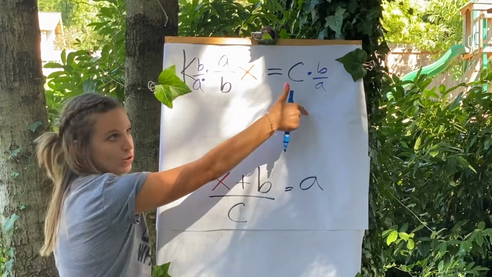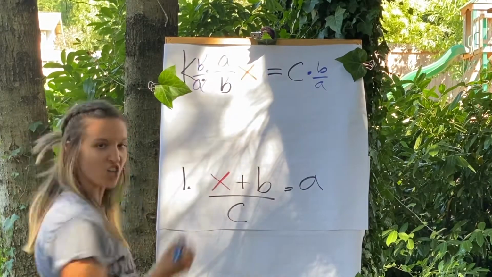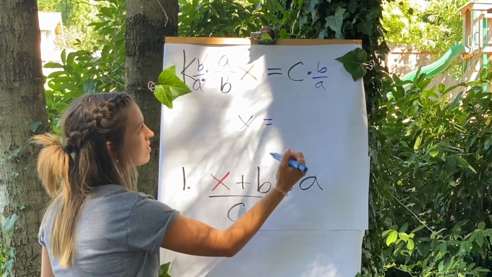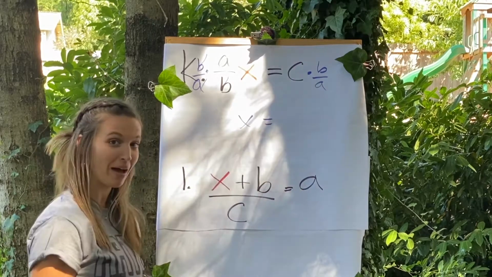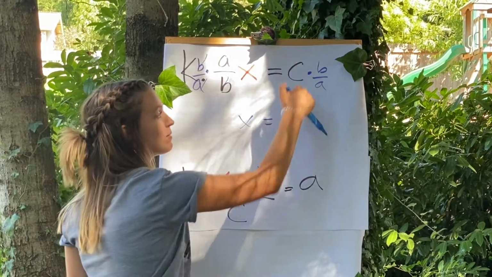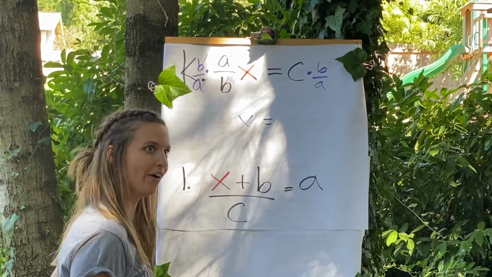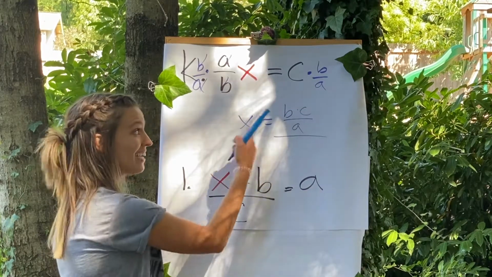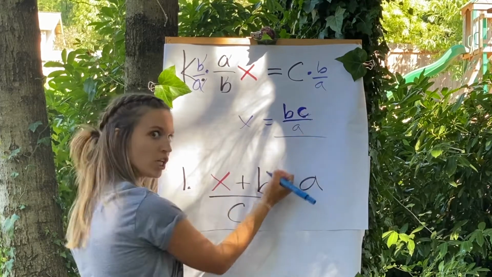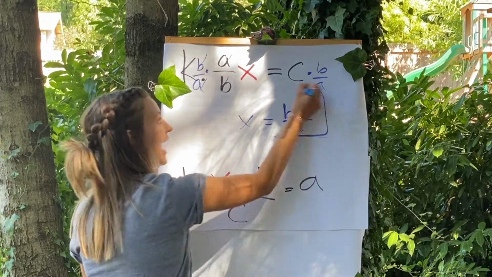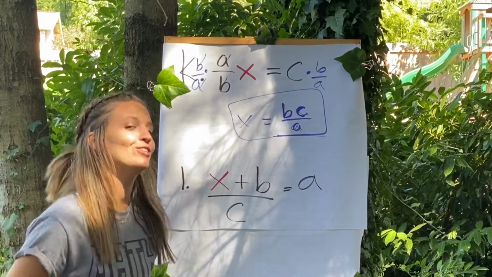Whatever I do to one side, I do to the other. Boom, bam, boom, done. X equals, I don't know how I want to say this. I could say C times B divided by A, or I could say C times B all divided by A, or I could alphabetize it. X equals BC all divided by A. All right, let's move on and check L.